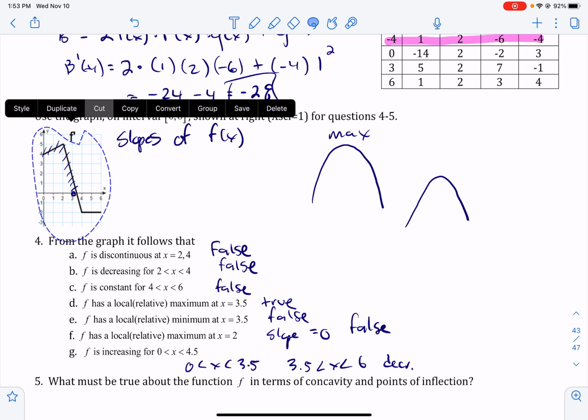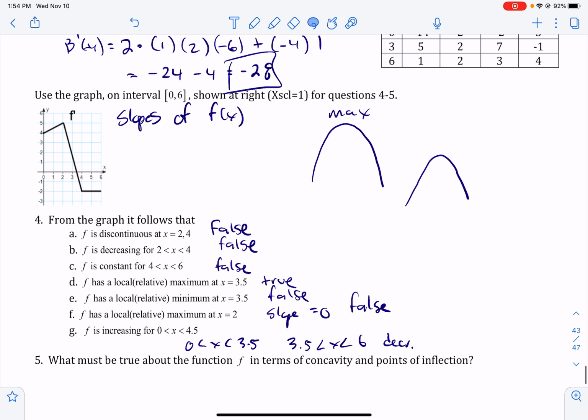Okay, number 5. What does number 5 want? What must be true about the function f in terms of concavity and points of inflection? So what must be true given this derivative graph?